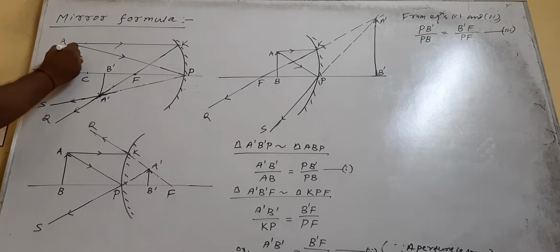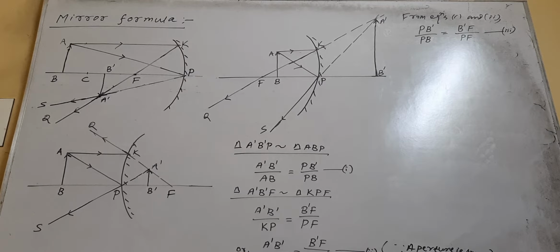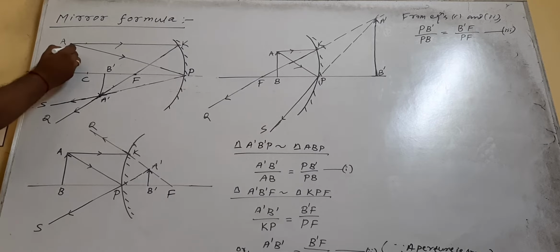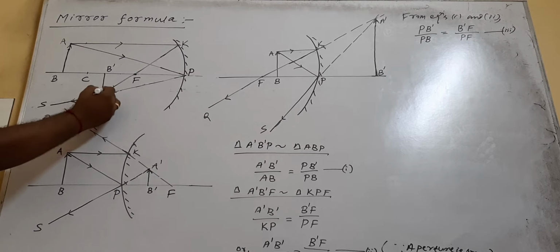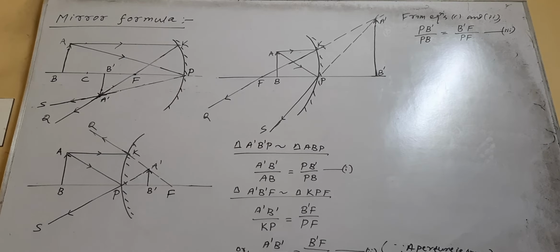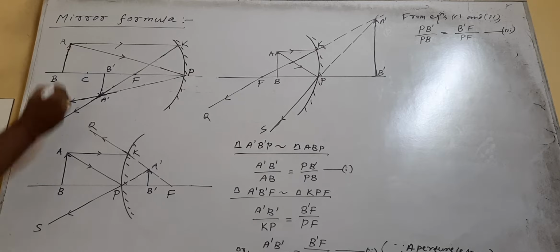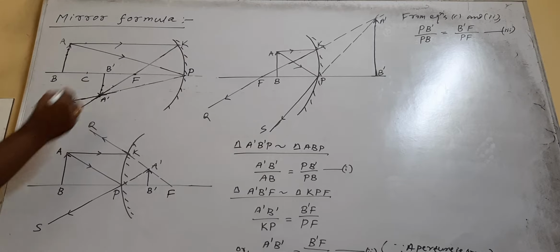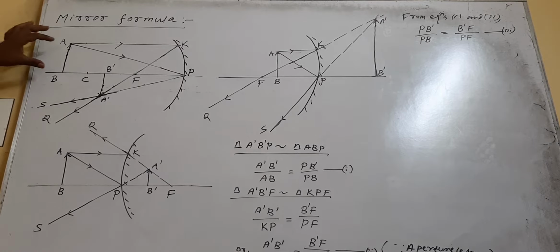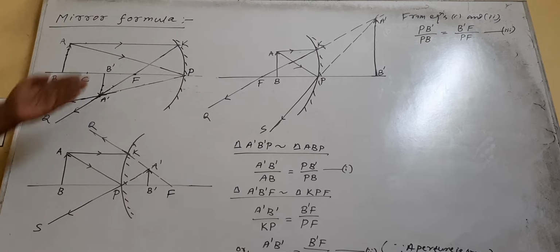Similarly, if you take a point here, if the incident rays are coming from this point, then you will find the image point will be here. Similarly, for this object point, the image point will be here. So in this way, for this object, you will get the image A dash B dash. Here A dash B dash is the real and inverted image.